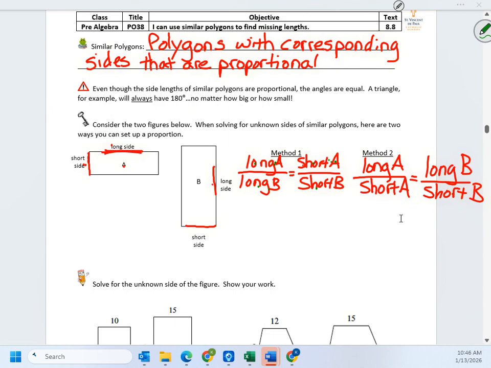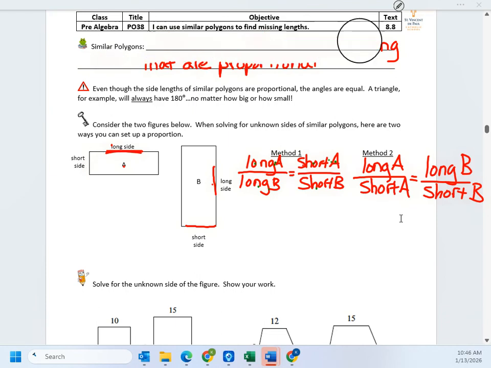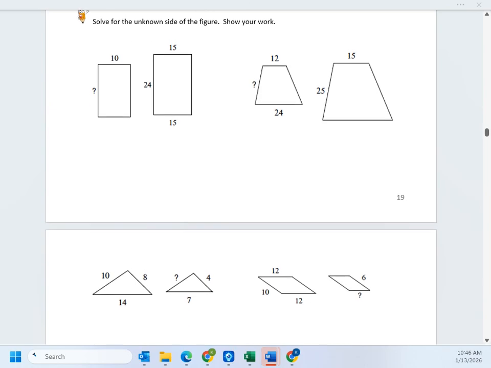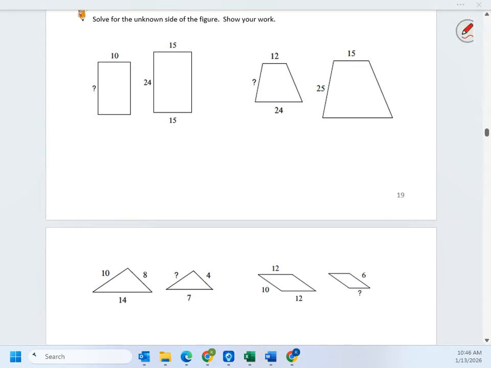So how are we going to use that to actually solve for our unknowns? I'm going to scroll up so we can actually plug numbers in for those words and see how we use that. So first thing you have to do is figure out what's your A and what's your B.